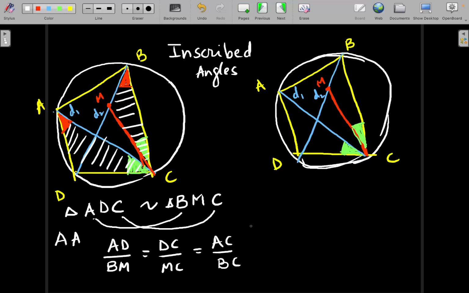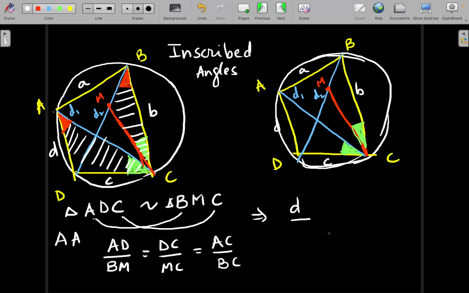BC. Okay, so this translates to AD, which is okay, I haven't labeled the sides now. Let me label it now. A, B, C, D. Okay, so here we go again. A, B, C, D. All right. So what is AD? AD, please look into the picture.